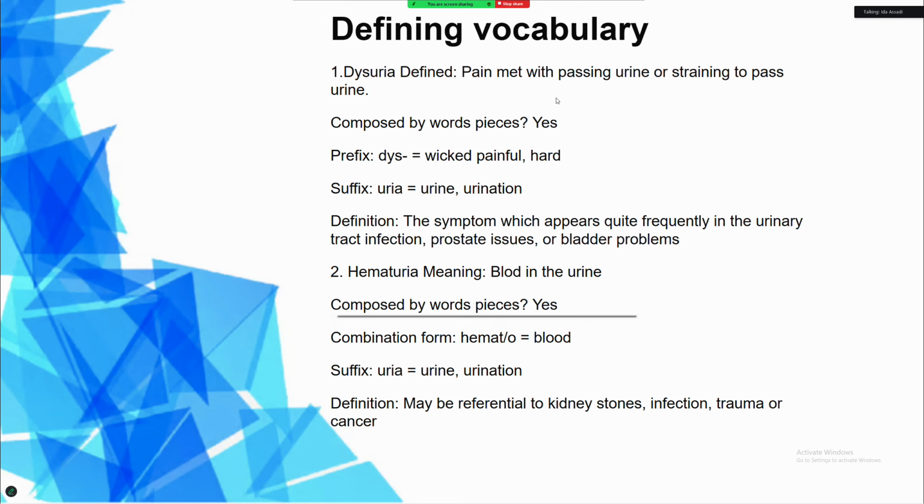Number two is hematuria. This refers to the presence of blood in the urine, also built from word parts. Hemato means blood, and uria again means urine or urination. So, hematuria means blood in the urine. It may indicate kidney stones, infection, trauma, or even malignancy.